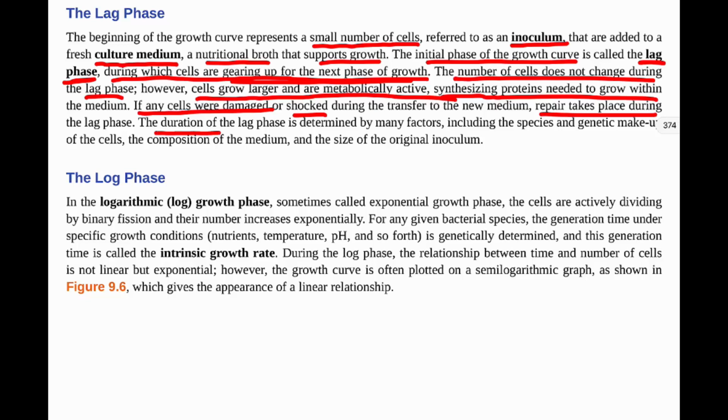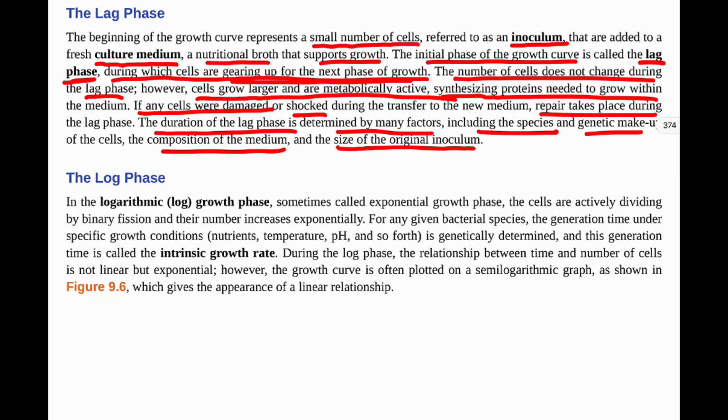The duration of the lag phase is determined by many factors. We have our generalized growth curve, but the amount of time that our culture is in lag phase is going to depend on various things. For example, the species, the genetic makeup of the cells, the composition of the medium. If we give them a medium that's very high in nutrients, or a medium that's not very high in nutrients, that's going to change the growth curve. And then also the size of the original inoculum. If we give them a very small amount of medium, and we put a whole lot of inoculum in there, for example, there isn't going to be a lot of nutrients there.